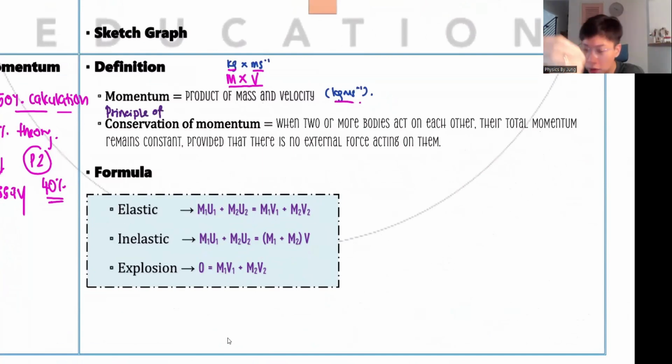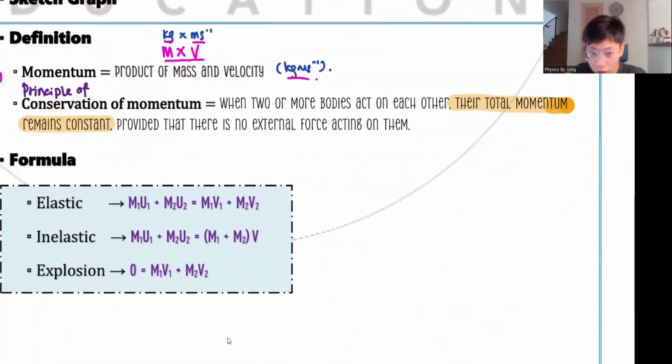The principle says that when two or more bodies act on each other, the most important part, the climax of this definition, is that their total momentum remains constant, provided there's no external force acting on it. What do you mean by their total momentum remains constant? Constant means, for example, Jung's height remains constant. If today I am 180 cm, tomorrow, next year, 10 years later, I'm still 180 cm, right? So remains constant means whatever the total momentum was before equals the total momentum after. Before equals after.